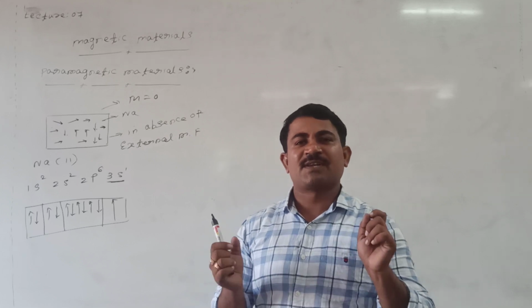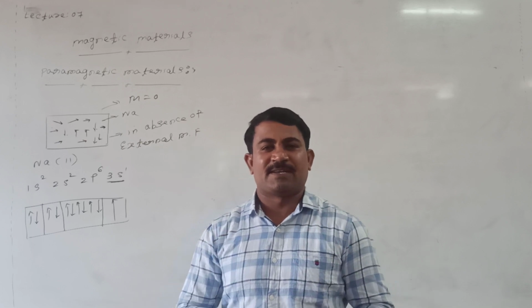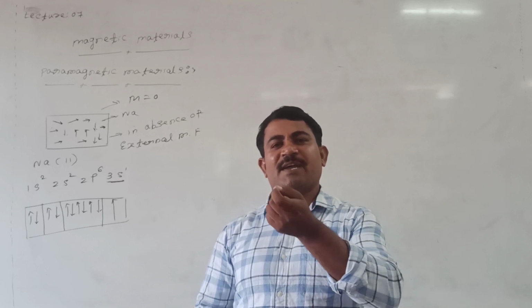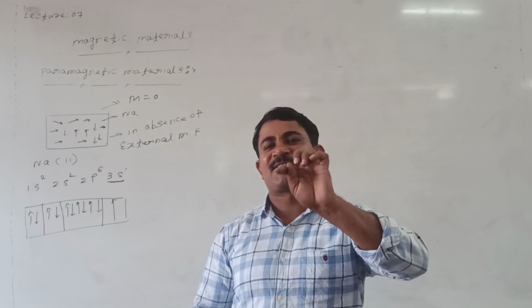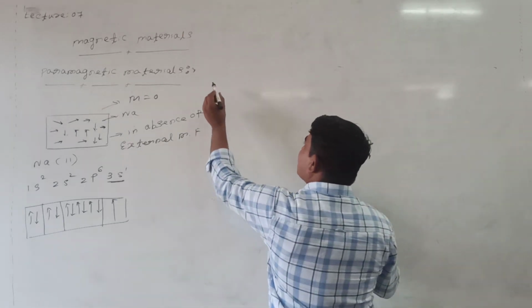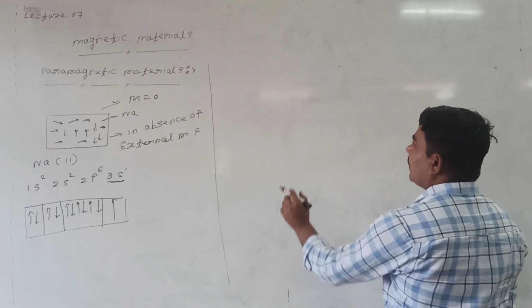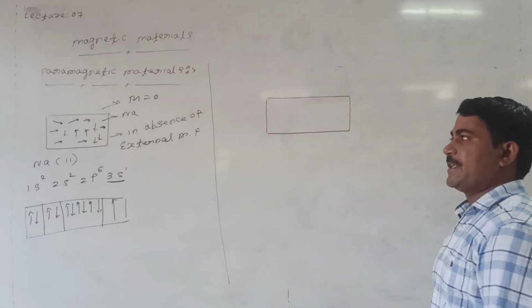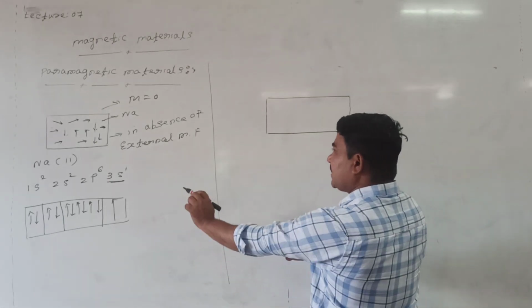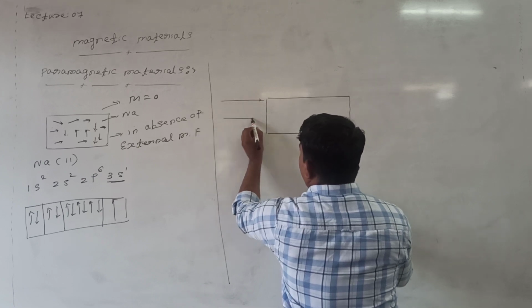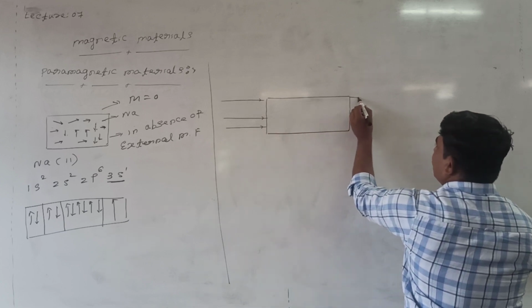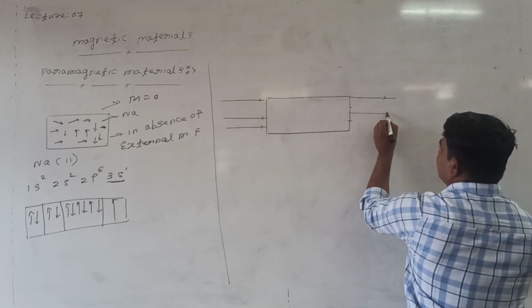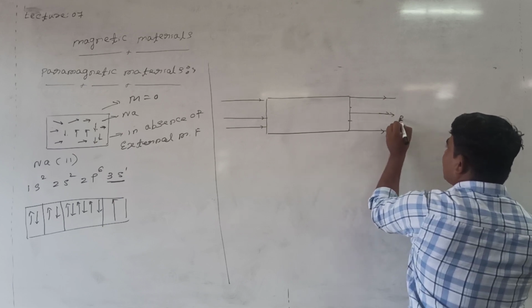But whenever an external magnetic field is applied to a paramagnetic material, as already said, whenever any material is subjected to an external magnetic field, magnetic dipoles align along the direction of the applied magnetic field. Now I want to apply an external magnetic field. I will take a paramagnetic slab. Let us take sodium, chromium, or antimony. These are examples of paramagnetic materials. In this paramagnetic material, I want to apply an external magnetic field.